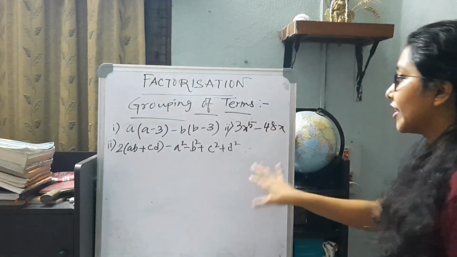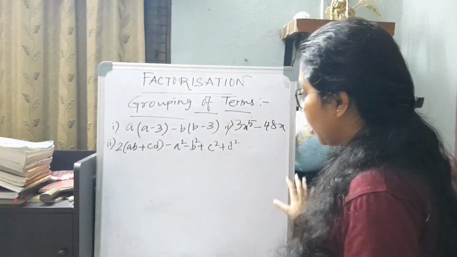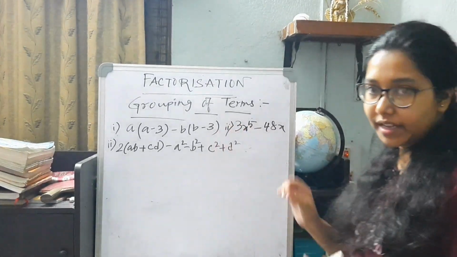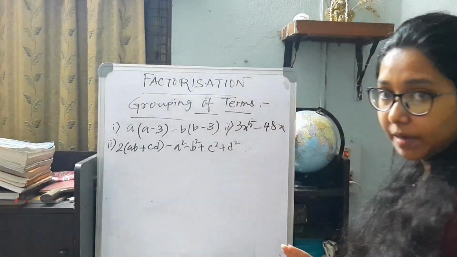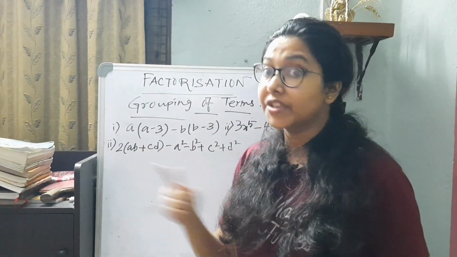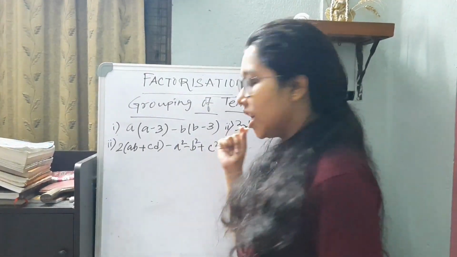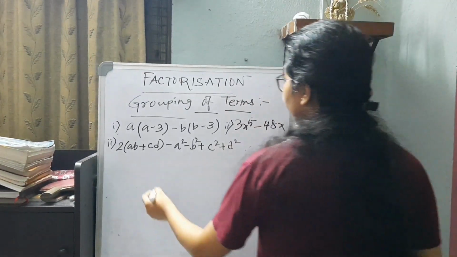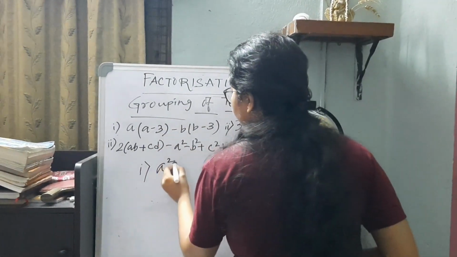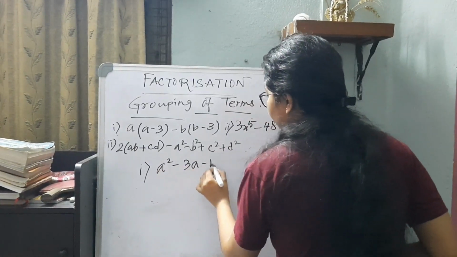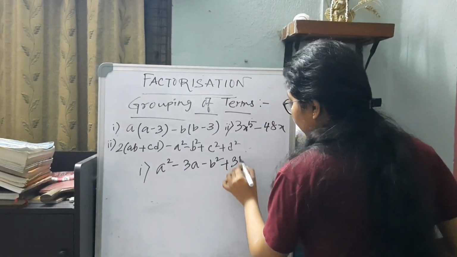Now the next set of 3 problems are on the board. As you can see, the first one is a times of a minus 3 minus b times of b minus 3. So do it on your own, pause the video, do it on your own, and then check it out along with me. For the first one, if I break this particular factored thing, it is a square minus 3a minus b square plus 3b.